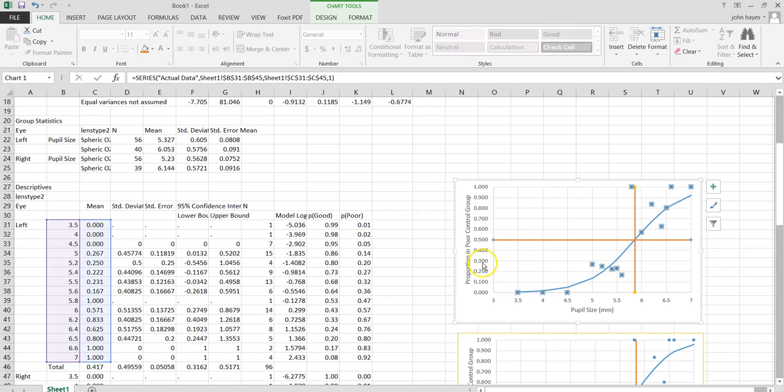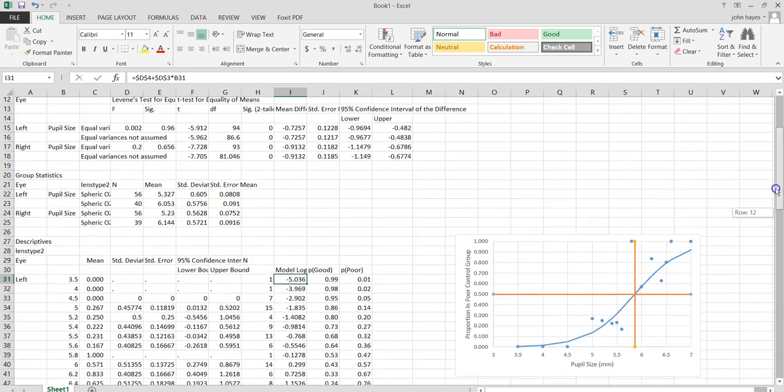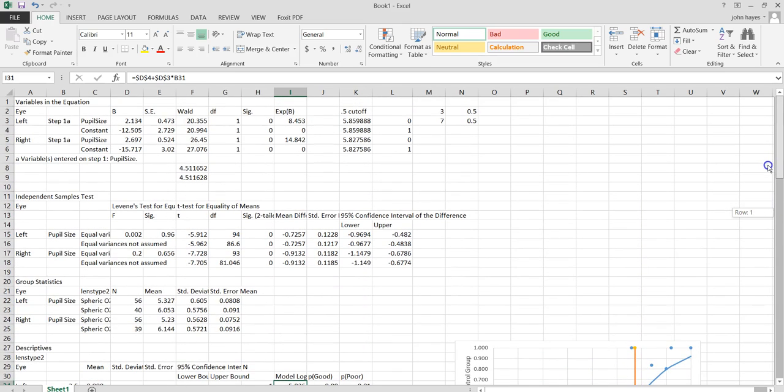Now, what we want to do is be able to plot this line. In order to plot this line, we have to compute the predicted value for each of the pupil sizes. And so how do we do that? Well, it's just exactly like a regression equation.